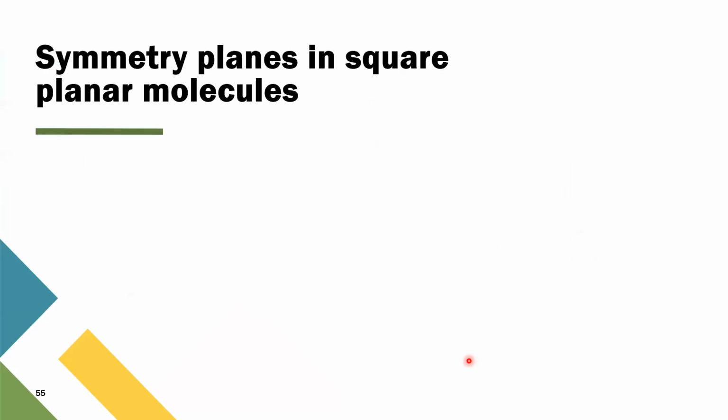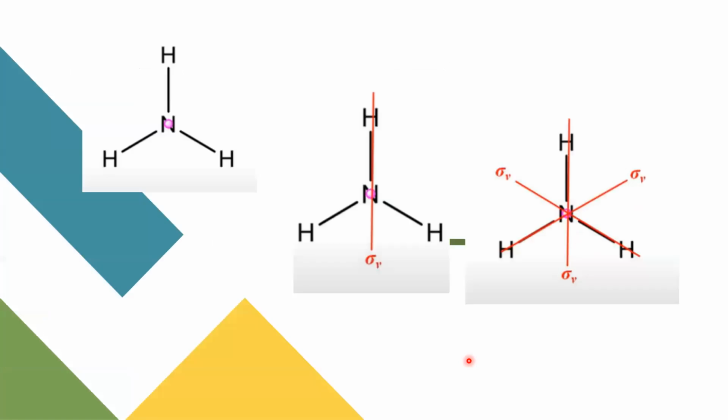Symmetry planes in square planar molecules. Excuse me, madam. Only 3 mirror planes, no? Yeah, see, along this NH bond only you get 2 halves, no? When you keep a mirror, you get the reflection of that. That is what it means, right? So here, similarly, along each NH bond, you can have 3 vertical mirrors. Okay? Clear? Yes, madam. Okay. Right.